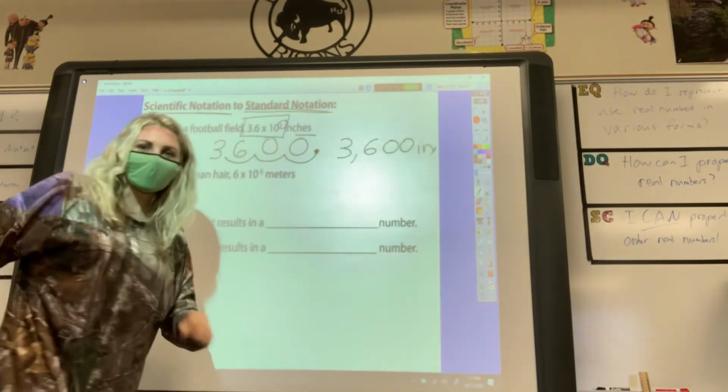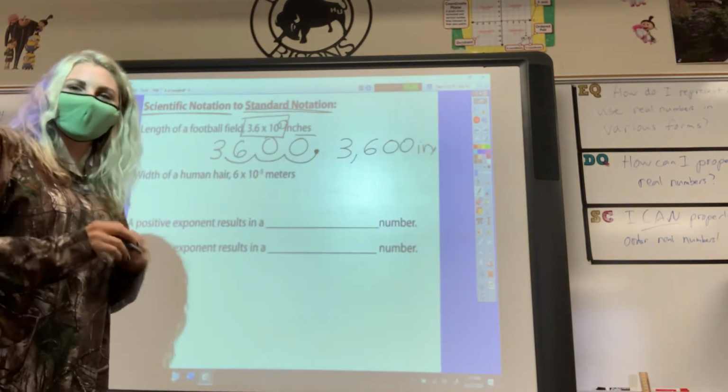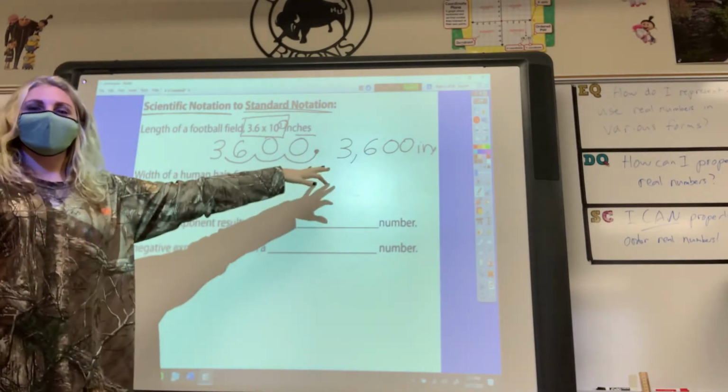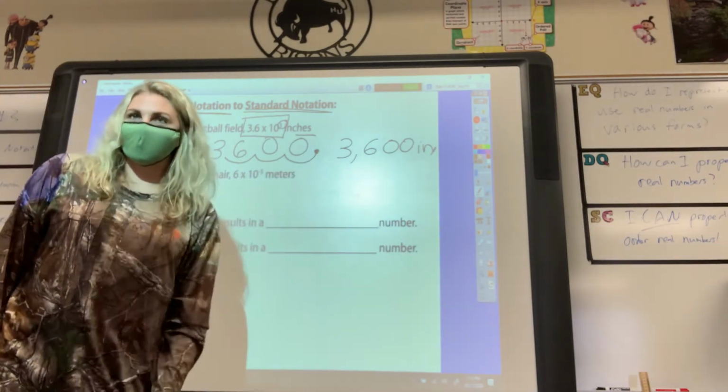And if you tell Coach Toller or Coach Eschlinger or Coach Wallace, they will be so impressed with you that a football field is 3,600 inches. They probably don't even know that.